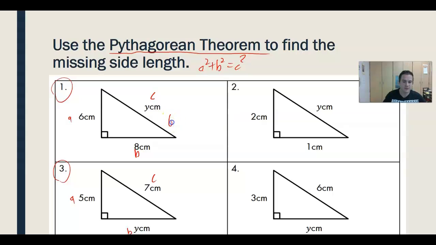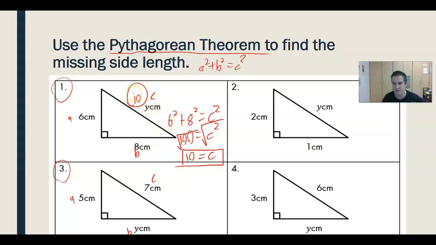Well, here, 6 squared, that's a 6, not a 0, plus 8 squared equals c squared. That relationship will always exist with right triangles. A squared plus b squared will equal c squared. Pretty cool. 6 squared plus 8 squared is 100. So 100 equals c squared. And then in order to solve for c, I have to square root both sides and get c equals 10. The square root of 100 is 10. So this side length right here is 10 centimeters. I found that using the Pythagorean theorem.